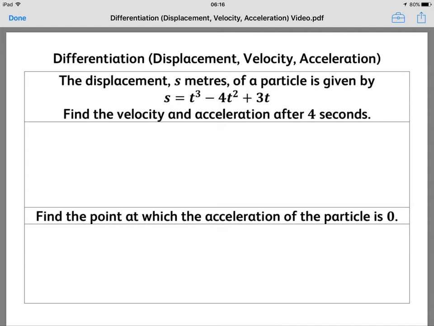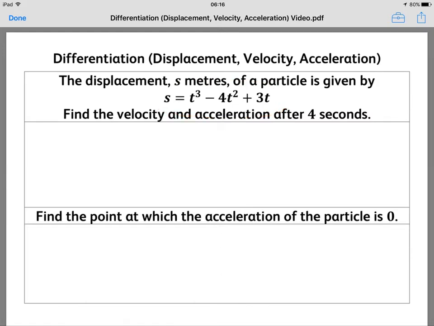Okay, we're looking at displacement, velocity and acceleration here. Displacement's normally denoted by S, for reasons that are best known to other people actually, but there you go. And when you see one of these, you get something involving a formula in terms of t. T for time, and it will normally say that in the question somewhere.